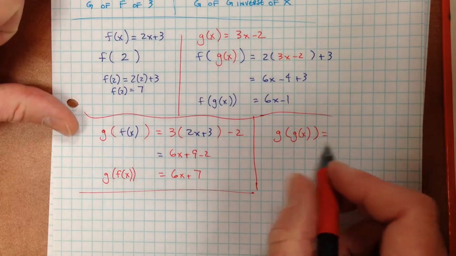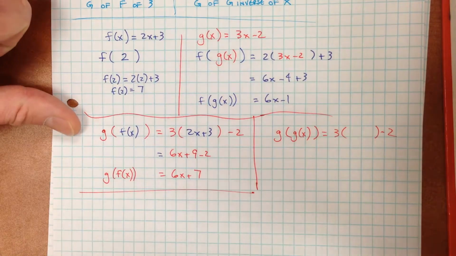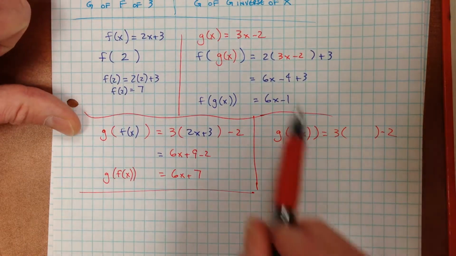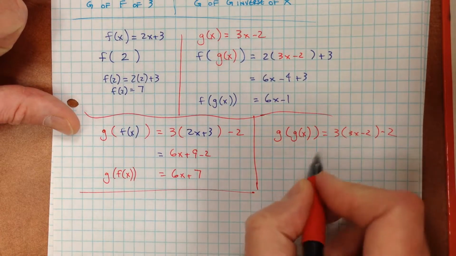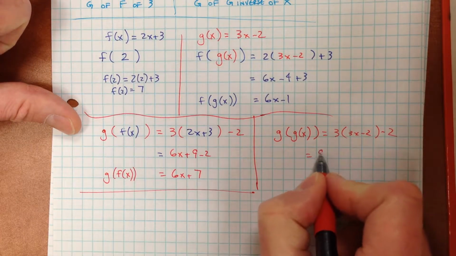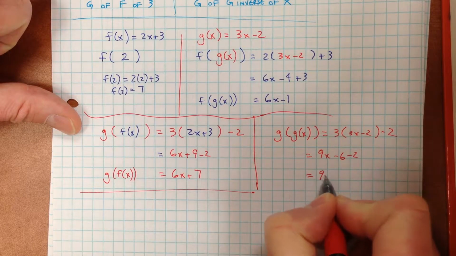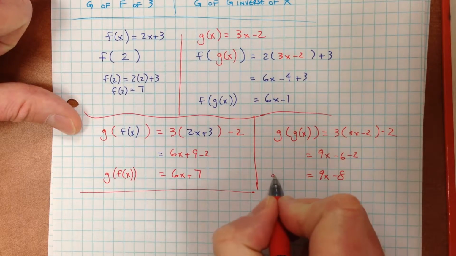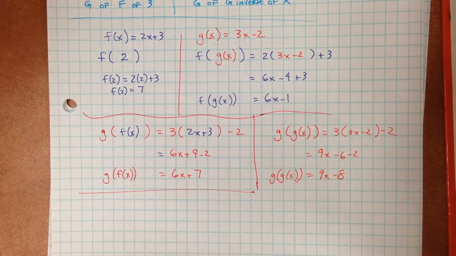So I'm taking the function g of x, which is 3x minus 2, and what is getting substituted in there would be g of x, which is 3x minus 2. We clean that up, we get 9x minus 6 minus 2 equals 9x minus 8. g of g of x is 9x minus 8.